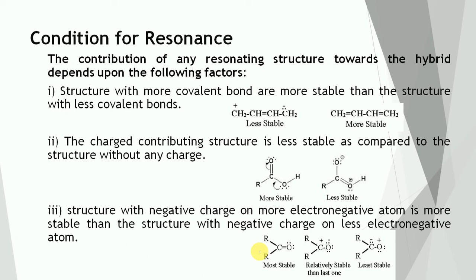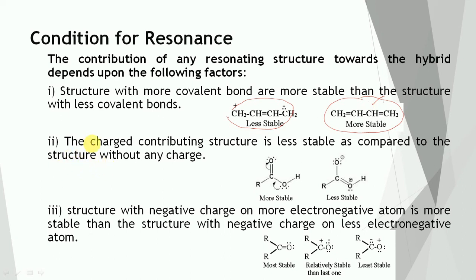The contribution of any resonating structure toward the hybrid depends upon the following factors. Point number 1: the structure with more covalent bonds is more stable than the structure with fewer covalent bonds. So again we are considering 1,3-butadiene. In structure number 1, the number of covalent bonds is less, while in structure number 2, the number of covalent bonds is more. So structure number 2 is more stable.